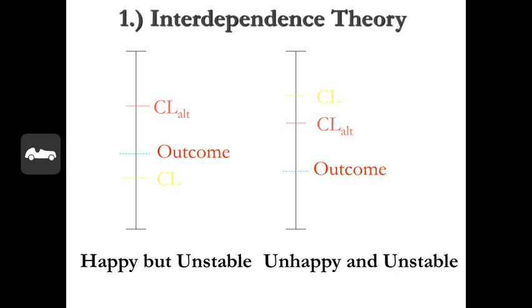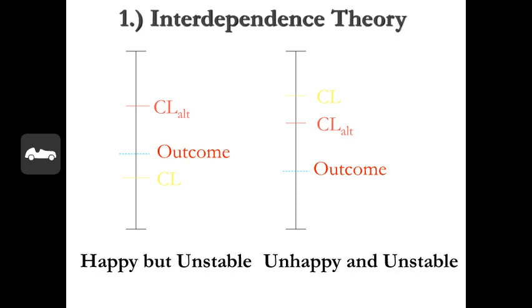In this fourth example, we see comparison level at the top, comparison level of alternatives slightly below it, and outcomes way down low. Here, our comparison level for alternatives and our current situation, our outcomes, are way below our comparison level, which means that our current relationship is not meeting the minimum threshold of what we believe we deserve. So we are not happy with what we currently have going on. But also, it looks like nobody else could meet our needs either. The comparison level for alternatives is still below our comparison level.